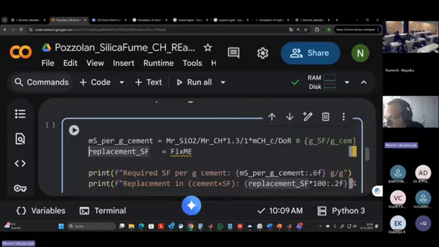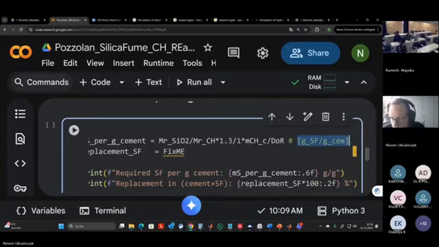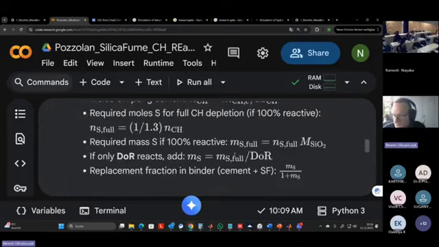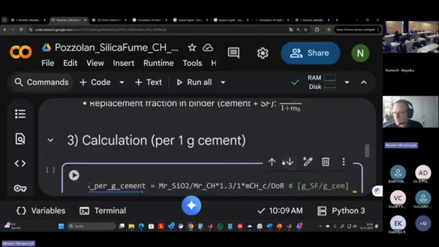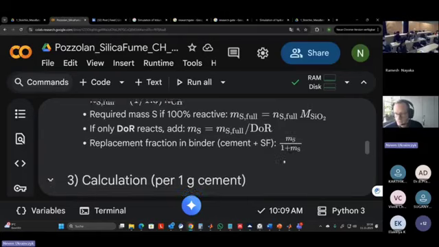And from this, we already can calculate the replacement level. That's a very engineering calculation. The replacement fraction is just the mass of silica fume divided by 1 plus mass of silica fume, because 1 is the amount of cement. Everything is per gram of cement. So if you have the mass of silica fume divided by 1 plus mass of silica fume, you get the replacement level. How much cement can we replace by silica fume?